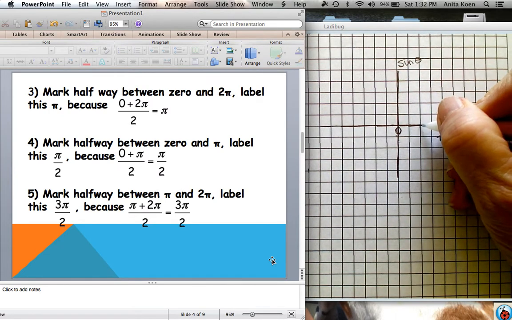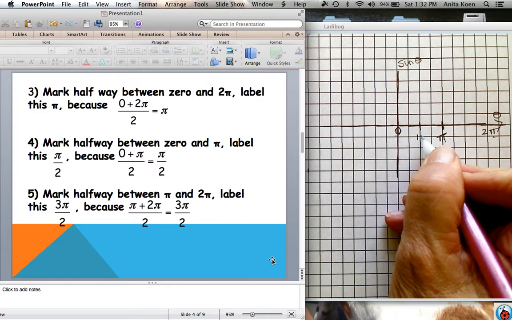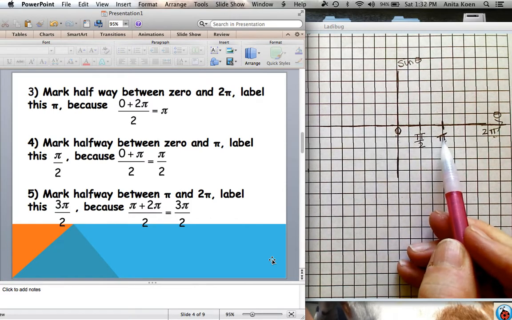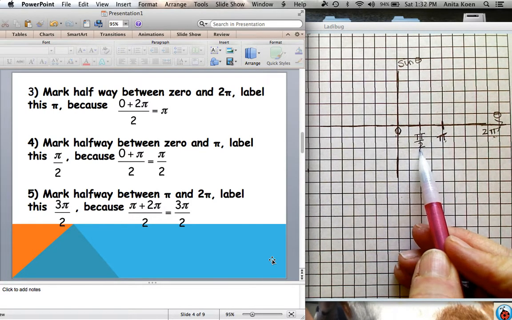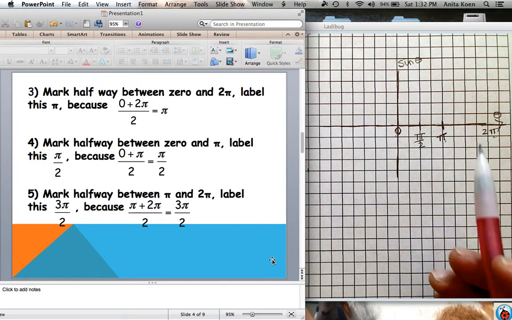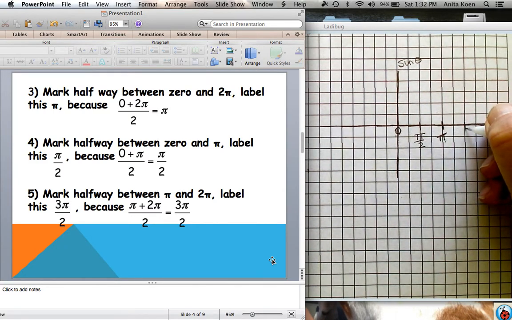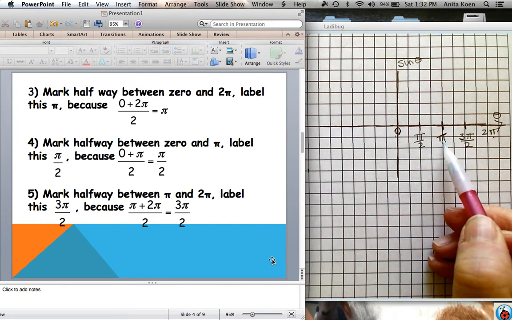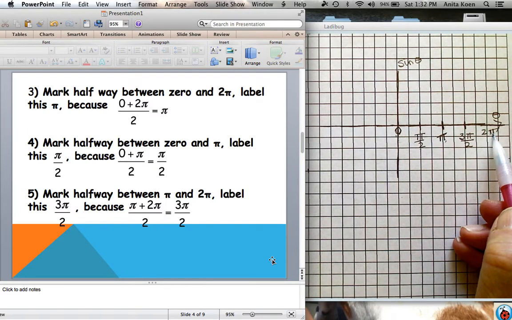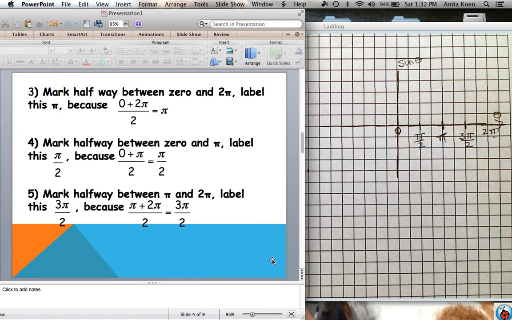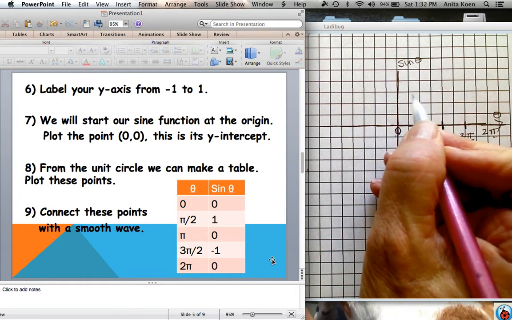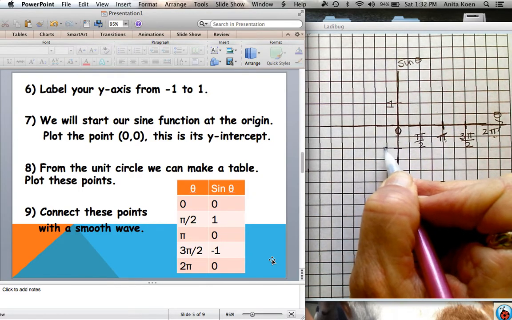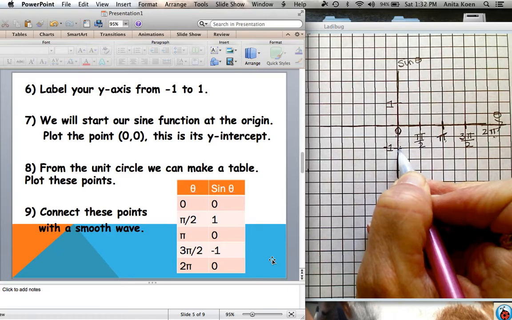Then I'm going to mark halfway between 0 and pi, and I'm going to label that pi over 2, because 0 plus pi divided by 2 is pi over 2. And then I'm going to mark halfway between pi and 2 pi, and I'm going to label that one as 3 pi over 2, because pi plus 2 pi divided by 2 is 3 pi over 2. Then I'm going to label my y-axis from negative 1 to 1. So I'm going to put negative 1 and 1.